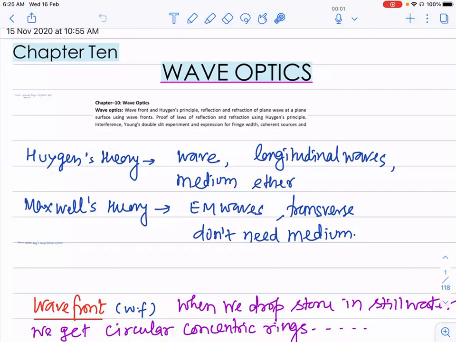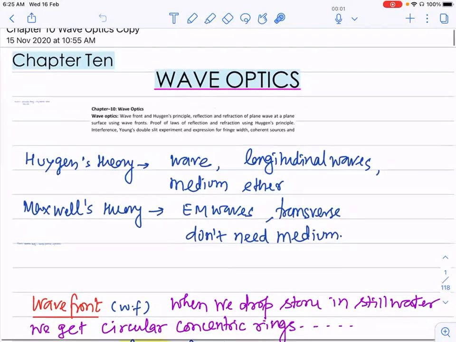And later on, Huygens, who was a contemporary of Newton, gave the wave theory, and later on Maxwell gave the electromagnetic wave theory of light. Light is a wave, and it is made up of electrical and magnetic fields, or energies, we can say. Then Thomas Young proved the wave nature of light by his well-known double slit experiment.